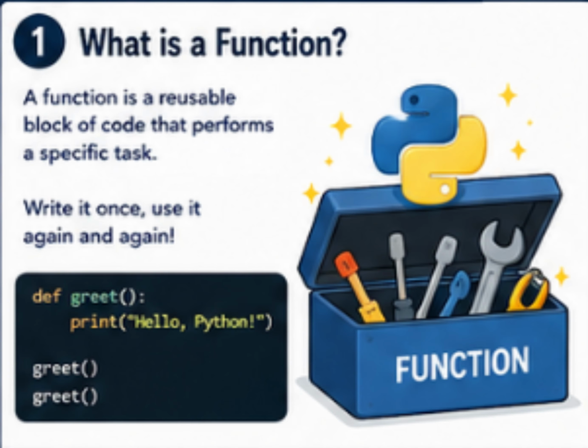Whenever the function is called by writing its name followed by parentheses, Python runs the code inside it. Since the function is called twice, the message appears on the screen 2 times. This demonstrates one of the biggest advantages of functions. Write the code once, use it as many times as you want.